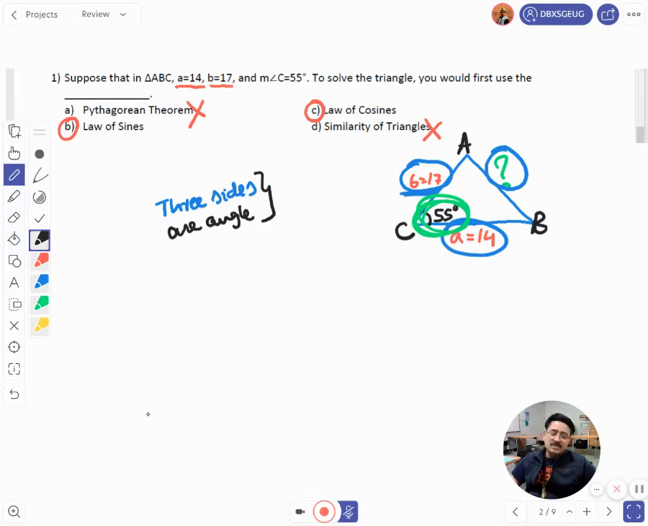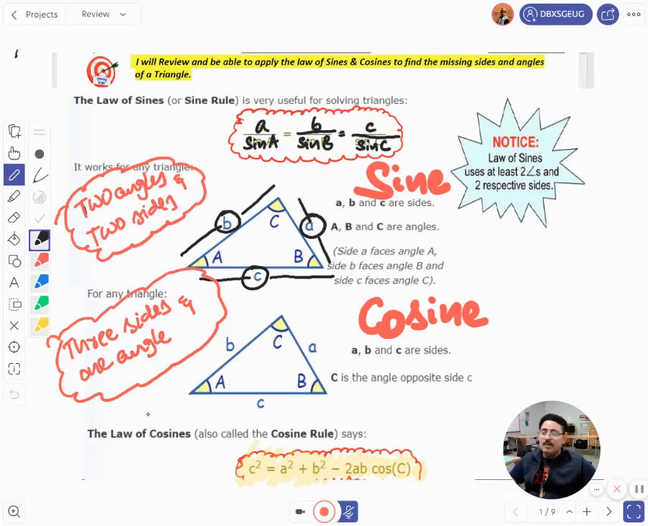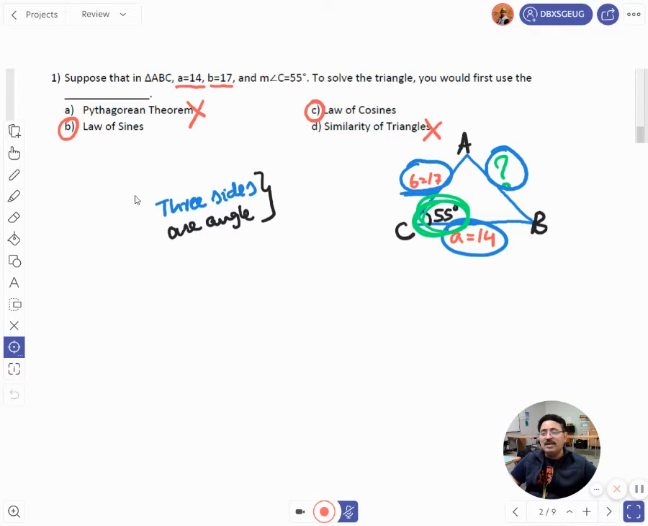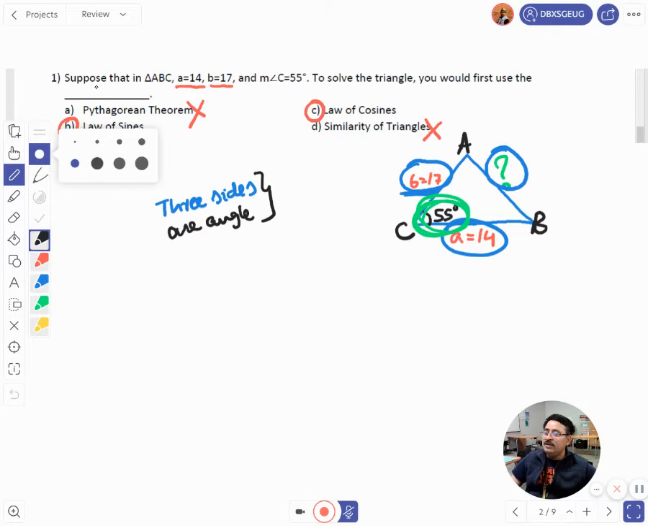As this is the first question, I'll take you to the previous page. Please remember the first one is two angles and two sides, that is sine, whereas three sides and one angle, then you have to take cosine. So remember this one. Let me go to the next page. It is three sides and one angle, then obviously it is cosine or cos rule. You are not asked to solve this one, so I'm just leaving this one here.